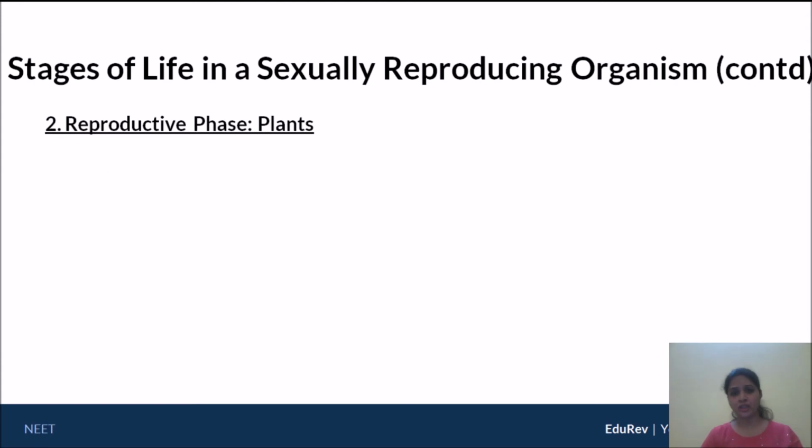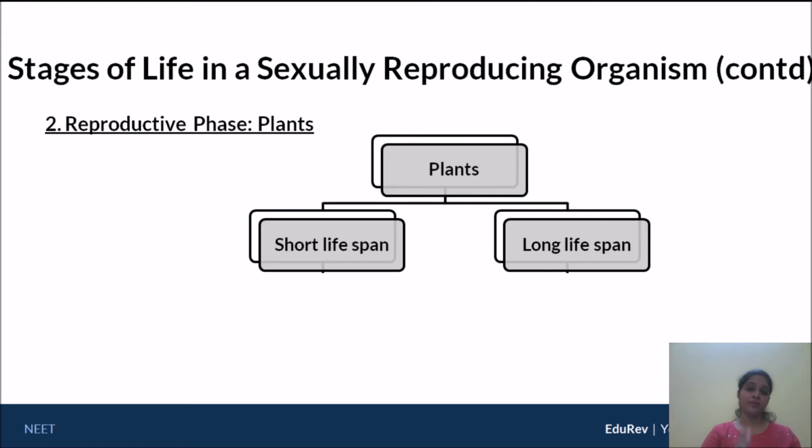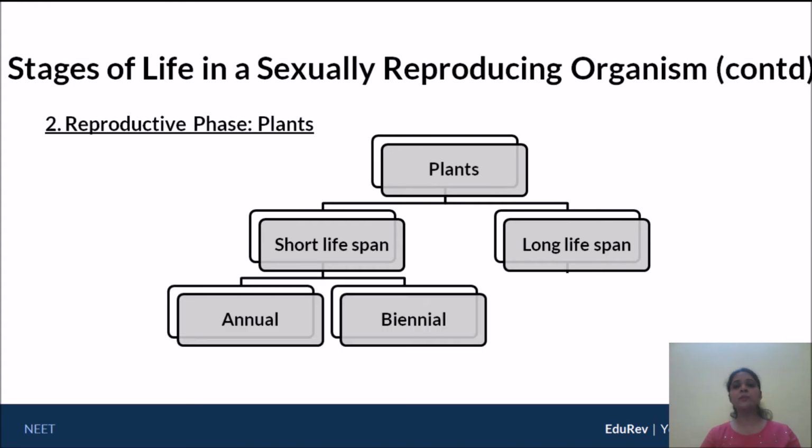Now, coming to reproduction in plants. So we said that we're going to study them separately. When we study reproduction in plants, first of all, let us try to understand lifespans of plants. We can divide plants into those that have shorter lifespans and those that have longer lifespans. Generally speaking, plants with shorter lifespans, you can put in two categories. One is called an annual and the other is called a biennial. Now, what is the difference between these two?